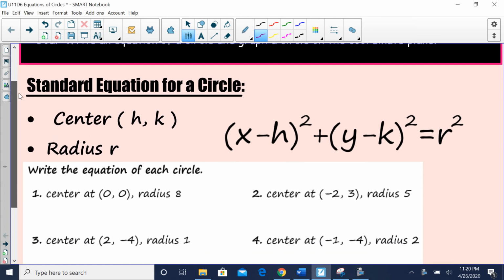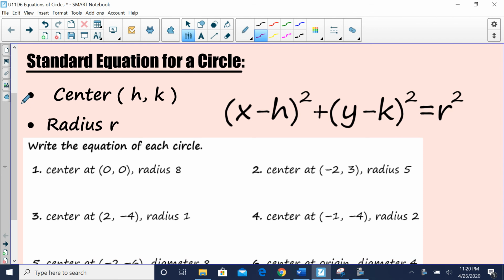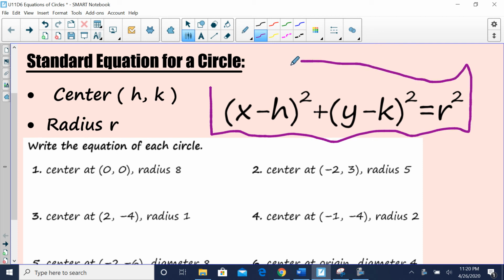Okay, so the standard equation for a circle, you probably want to write this down. It's x minus h quantity squared plus y minus k quantity squared equal to the radius squared. Now, things that we need to know about this equation: h and k are going to represent the center point. h is going to be the x coordinate of the center, and k is going to be the y coordinate of the center.